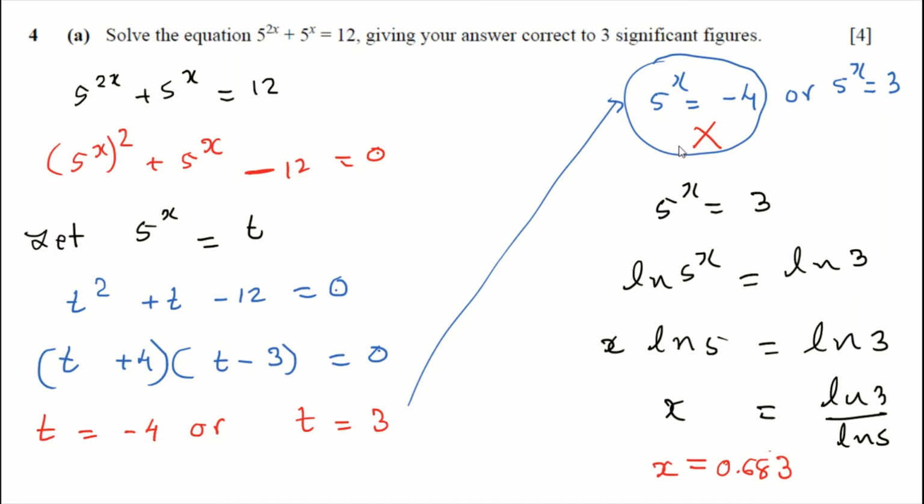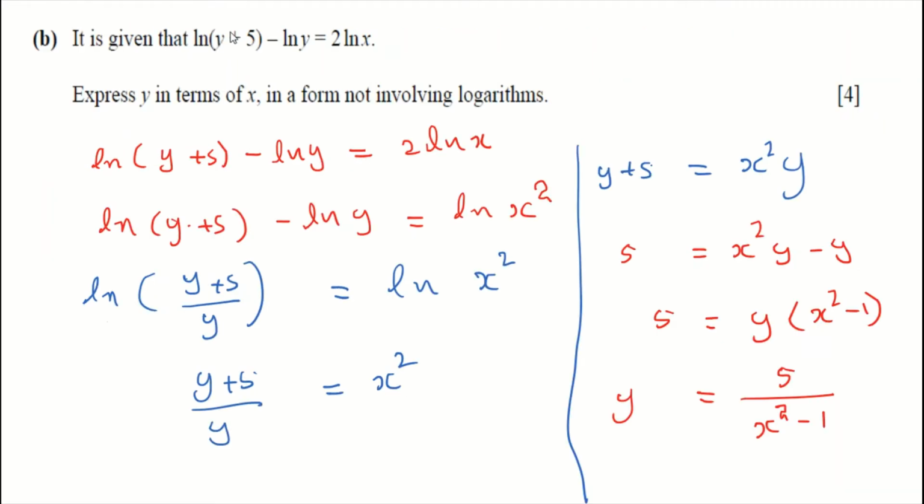Now this solution 5 to the power x equals minus 4 will not lead us to any solutions because there will not be such x. When you raise a positive number to any power, it will always be positive. So you will never be able to find an x which will give you a minus 4 here. Therefore this will be discarded. No solutions from this.